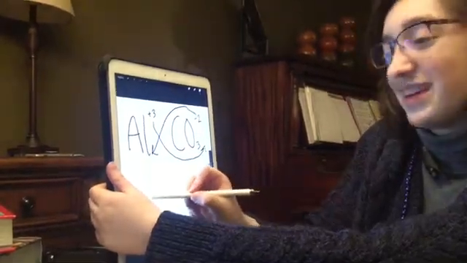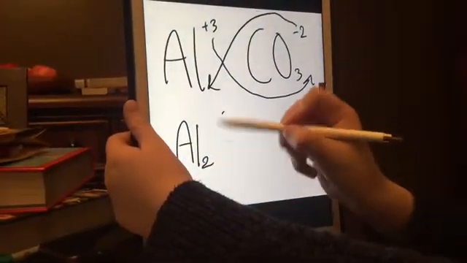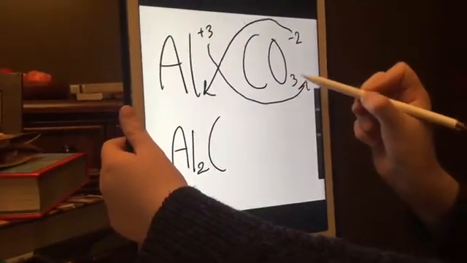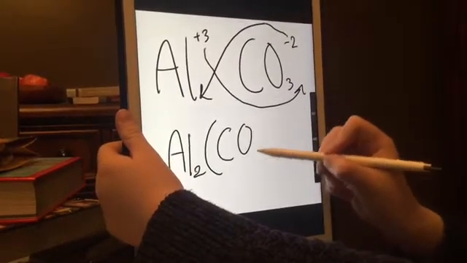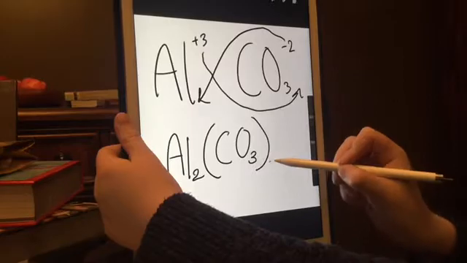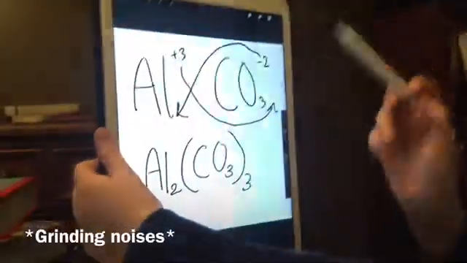So then you'll end up with aluminum 2. Also, don't forget your parentheses or it'll look like there's 33 oxygens and you really don't want that. See, carbonate 3. And there you have it, aluminum carbonate.